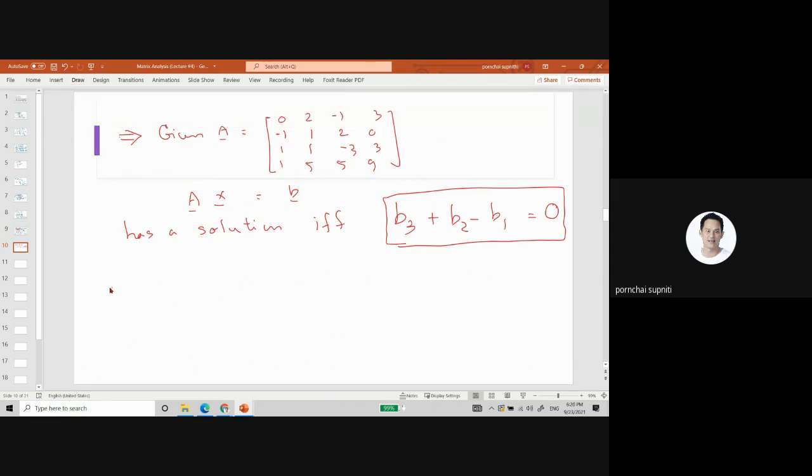So now let's look at some particular solution. Let's look at an example of finding the solution, where first we have to find a particular solution. So I do this in general. Let's say that B is equal to 4, 2, 0. Okay. So here you notice that b3 plus b2 minus b1 is equal to 0 according to the condition.